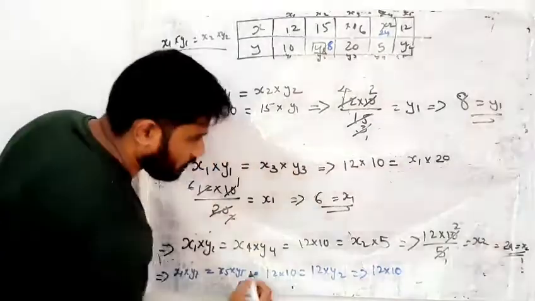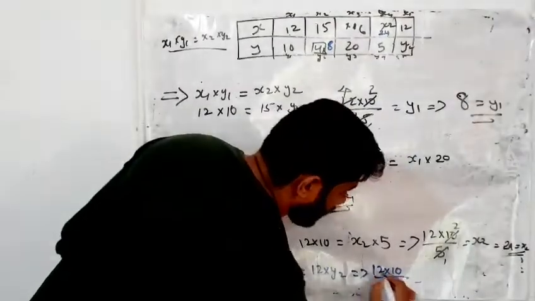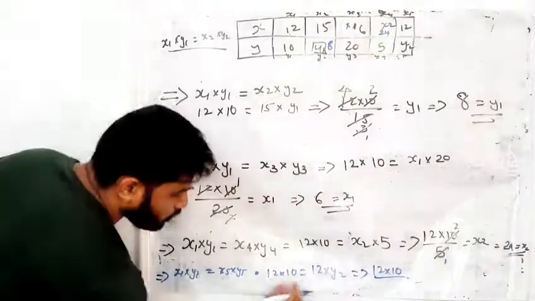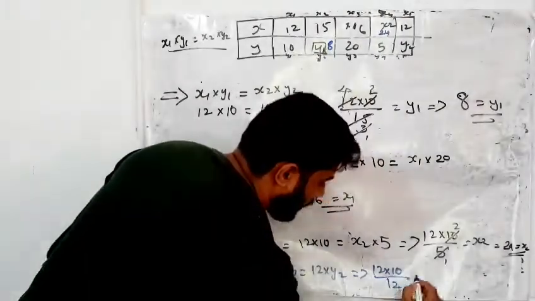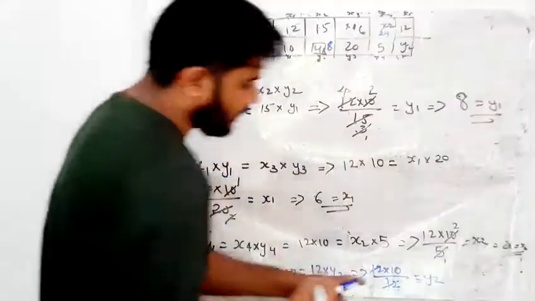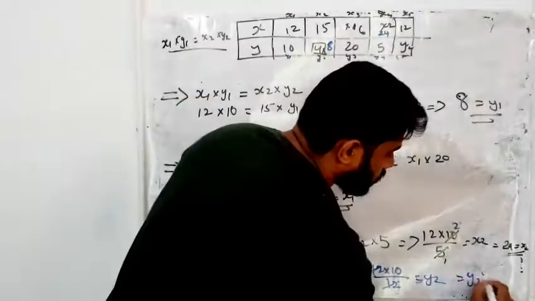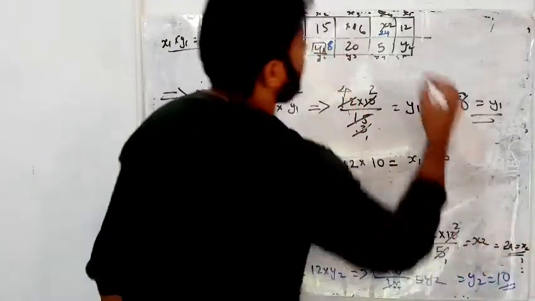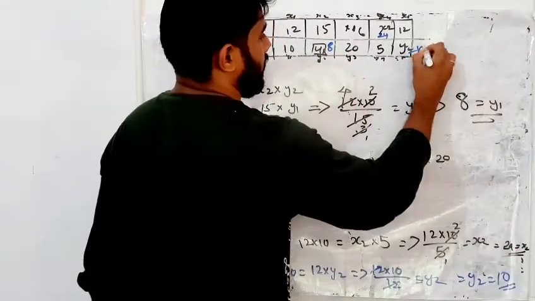This 12 coming from the left hand side goes to the right hand side, and from the right hand side it will come to the left hand side. And it became 12y, which is equal to y2. This 12 and this 12 will cut. The remaining thing, y2, is equal to 10. The value of y2 is 10.